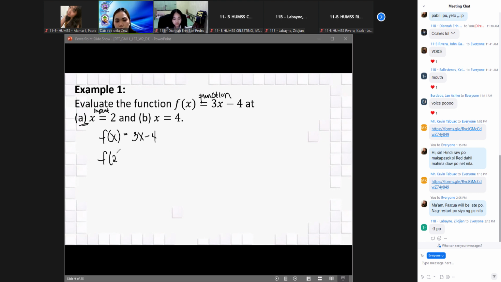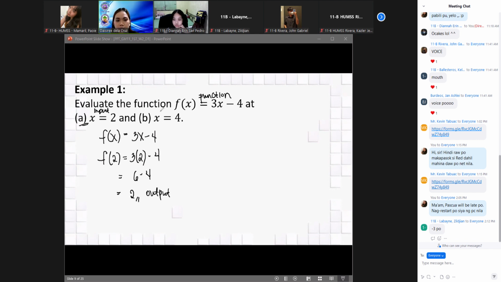So, f of 2 is equals to 3 times 2 minus 4. And then simplify. 3 times 2, 6. We have 6. 6 minus 4, 2. Okay, 2. So therefore, ang output natin is 2.